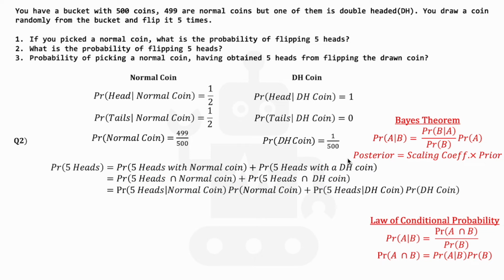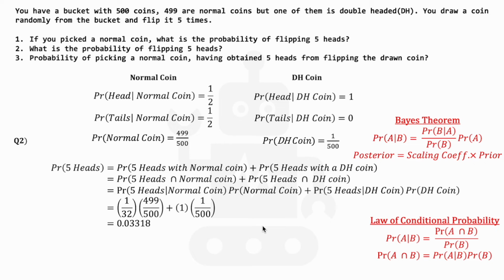So let's think about what we have, right? On the left here, we have the probability of getting 5 hits given we have a normal coin multiplied by the probability of having a normal coin. And similarly for the second term. And if you think about it, we already have all these probabilities. This is what's listed above us. Hence, plugging in the values, we should get this: 1 over 32 times 499 over 500 plus 1 times 1 over 500, which gives us 0.03318, right? So this is the probability of getting 5 hits.